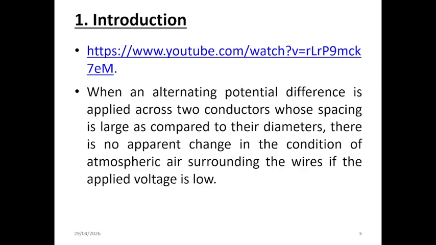However, as the applied voltage gradually increases, the electric field intensity around the conductors also increases. Once this electric field becomes strong enough to exceed the electric strength of air, the air surrounding the conductors becomes ionized. So this ionization leads to the phenomenon known as corona, which is usually accompanied by a faint violet glow, hissing sound, ozone production, and power losses in the transmission lines.